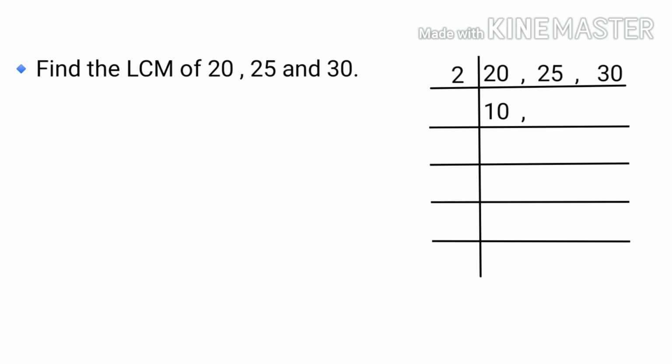But 25 is not divisible by 2, so it is brought down as it is. And 30 is divisible by 2, so 30 divided by 2 is 15. Now again we need to find the smallest prime number which can at least divide one of the numbers exactly. So again we divide by 2.